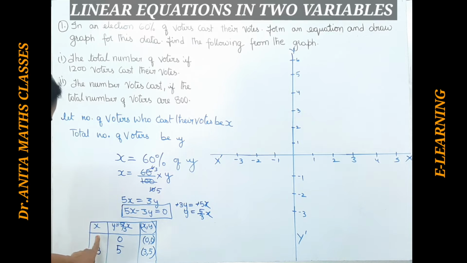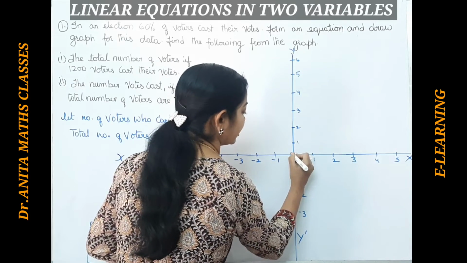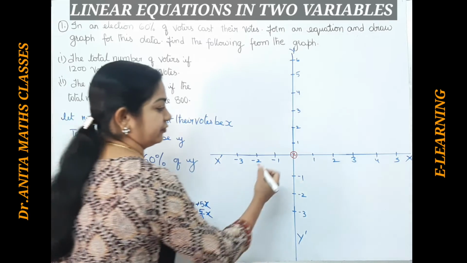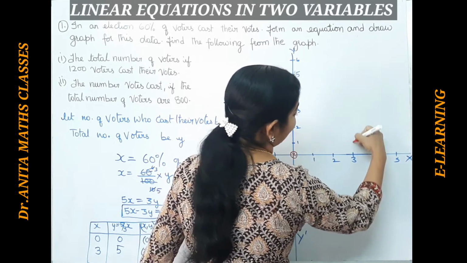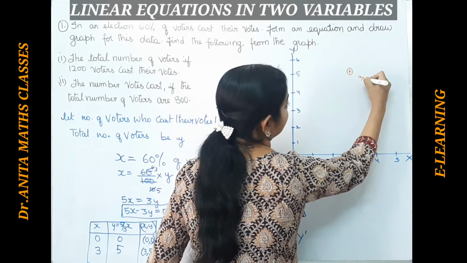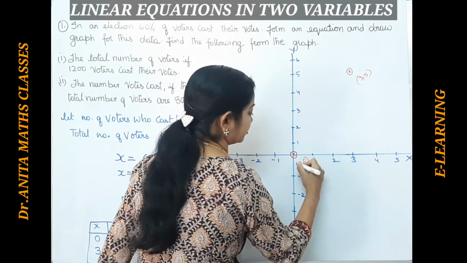Now first we will plot 0, 0. When we plot here, 0, 0 is the origin, because that is in the form of y is equal to mx. Right. Now the next one is 3, 5. 3 on the x and 5 on the y. So exactly here if you see this point, this is 3, 5. This is 0, 0. Right.